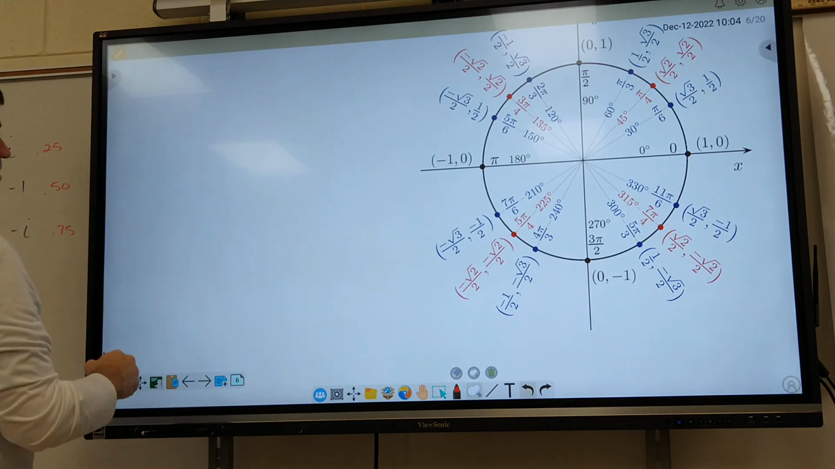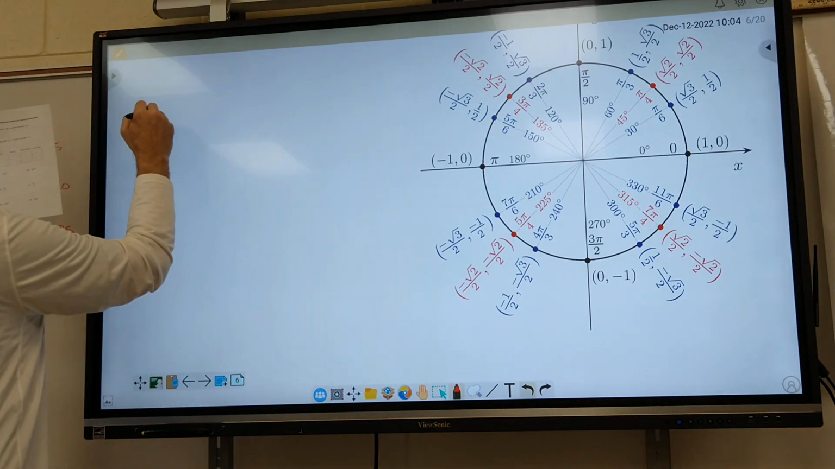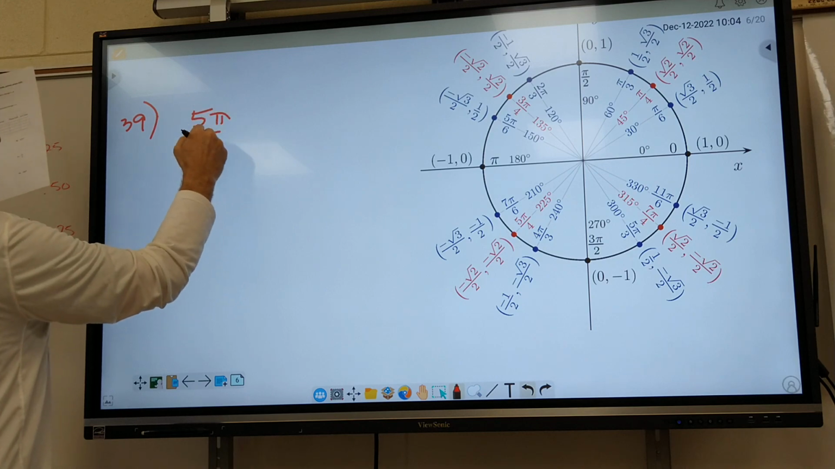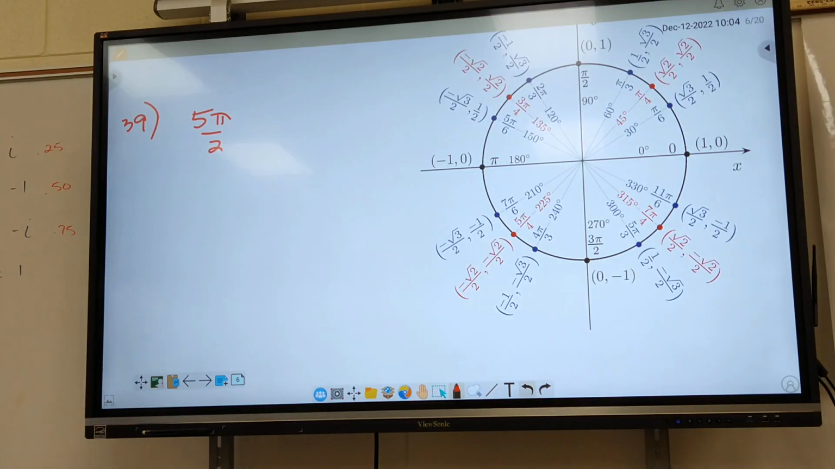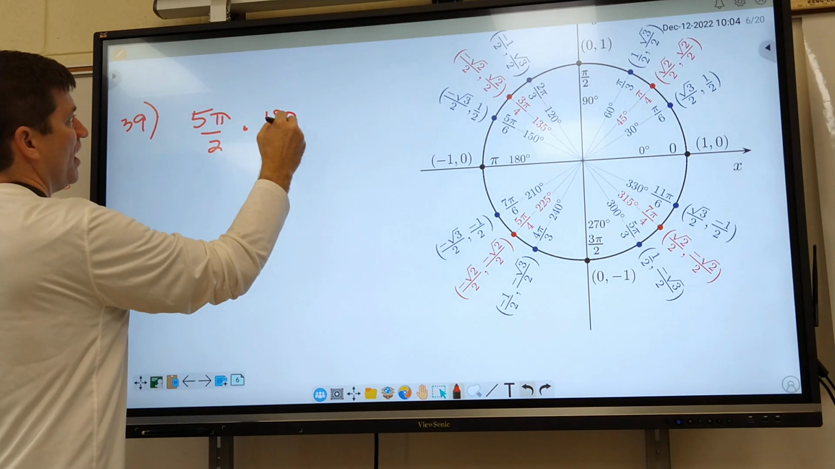Let's go to the next one. What's 39 ask you to do? Change it from radians to degrees. All right, so look, now it's 5 pi over 2. Now it is a radian. They want us to change. What, 180 over pi? There you go. So now you just flip it and times it by 180 over pi.